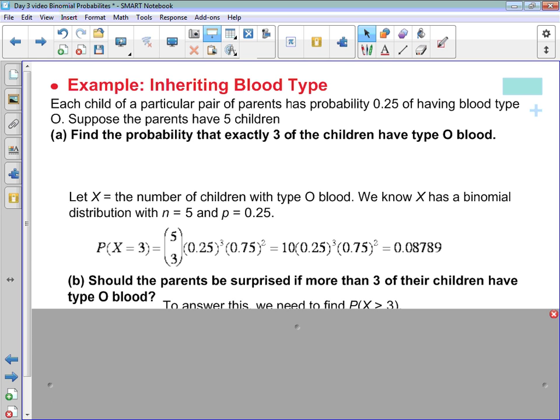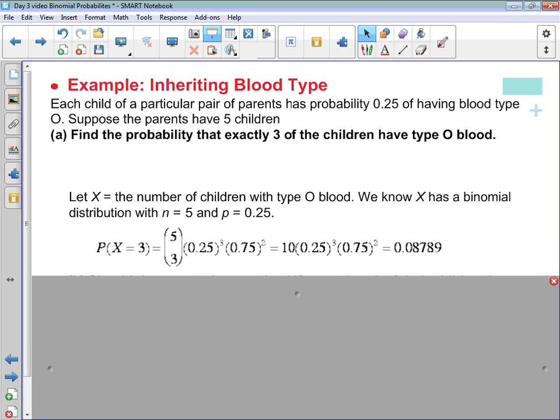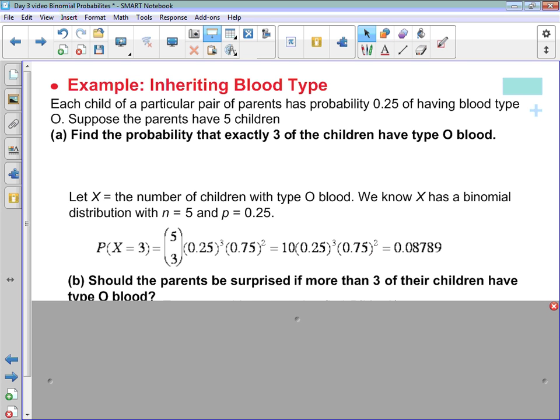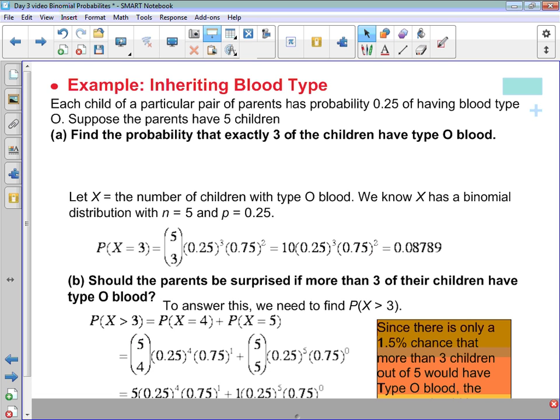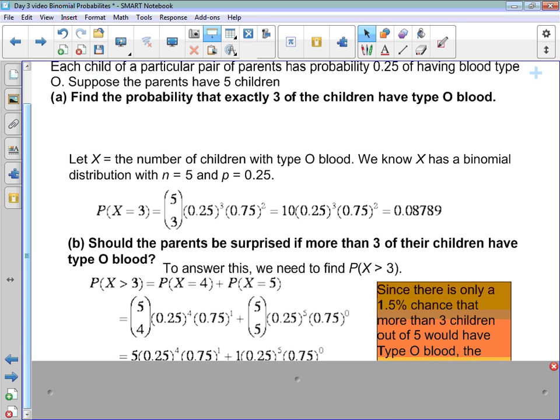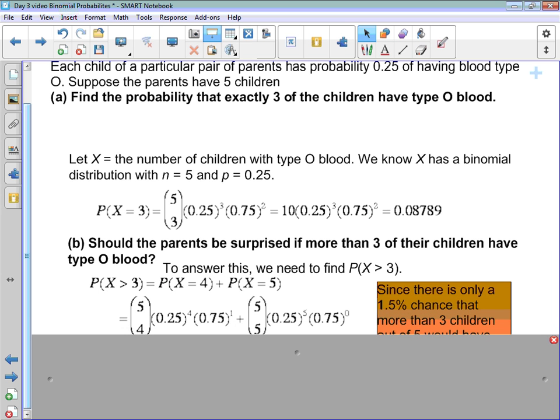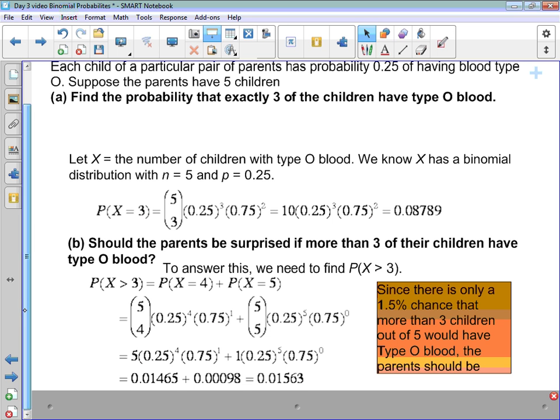So there is an 8.7% chance that they would have 3 kids with type O blood. Should the parents be surprised if more than 3 of their children have type O blood? Surprised a little bit. To do that, you would do the probability of greater than 3 is the probability of 4 and the probability of 5. So let's look at the probability of that. You add the 2 pieces together, and you get 0.015. And yeah, they should be really surprised, because once again, our threshold is that 5%.